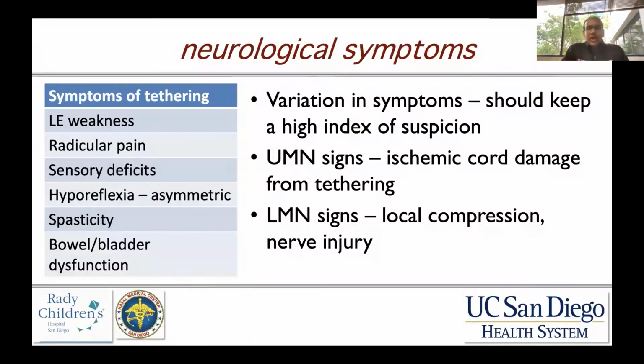When you talk about the neurological symptoms associated with tethered spinal cord, there can be a wide variation in symptoms, so you need to keep a high index of suspicion. Symptoms of tethering include lower extremity weakness, radicular pain, sensory deficits, hyporeflexia, which can appear to be asymmetric, spasticity, bowel and bladder dysfunction, and non-radicular pain. Other signs include scoliosis, as I mentioned previously. Upper motor neuron signs typically come from ischemic cord damage from tethering, so they're typically mediated a little bit upstream, versus lower motor neuron signs can actually be from local compression or nerve injury.